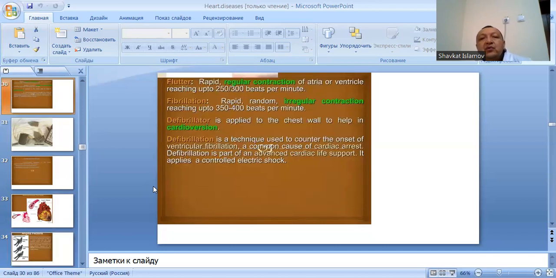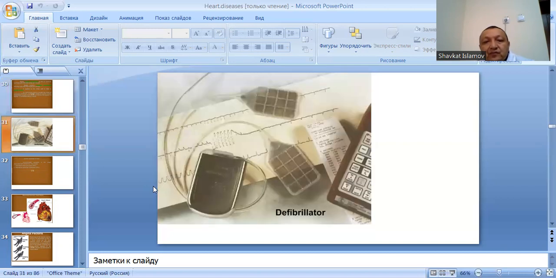Flutter: rapid regular contraction of the atrium or ventricle, reaching up to 250 to 300 beats per minute. Fibrillation: rapid random irregular contraction reaching up to 350 to 400 beats per minute. A defibrillator is applied to the chest wall to help in coordination. You see a picture.